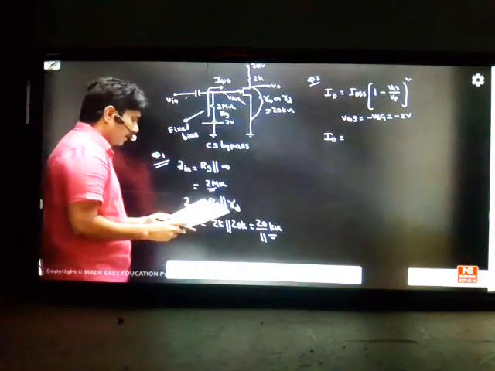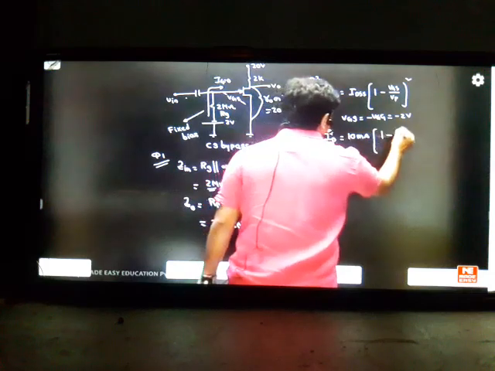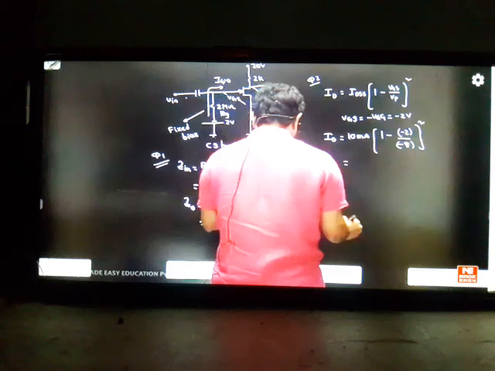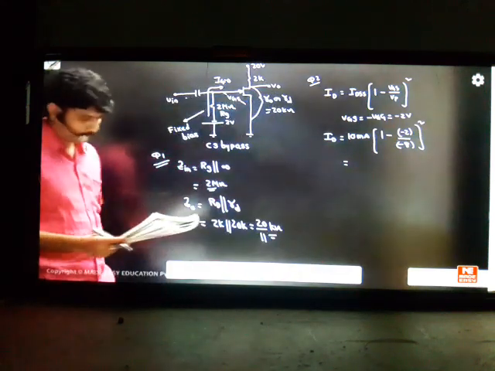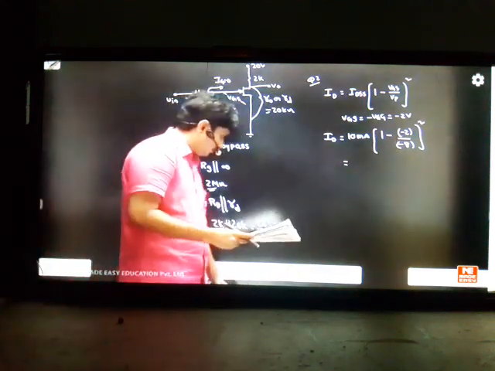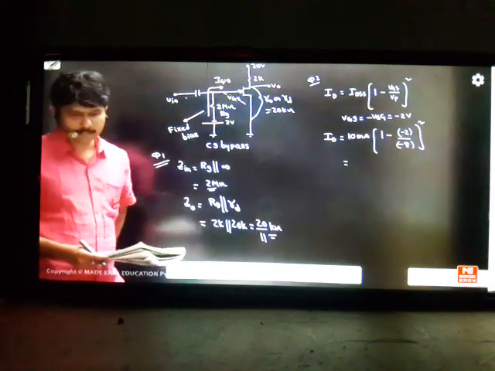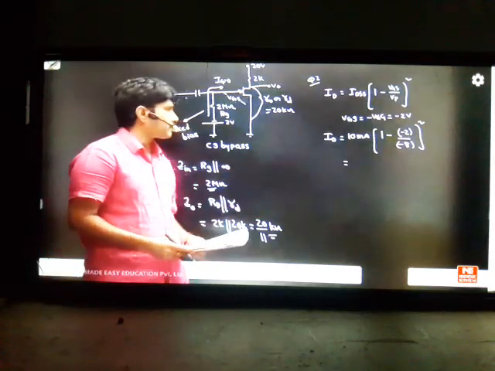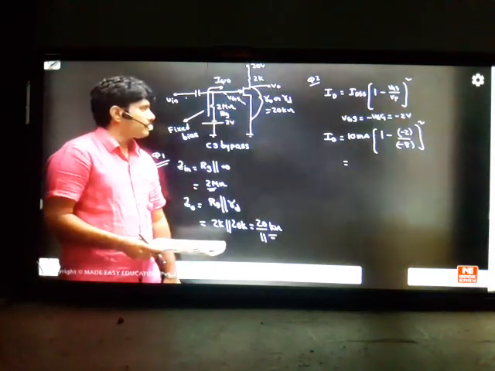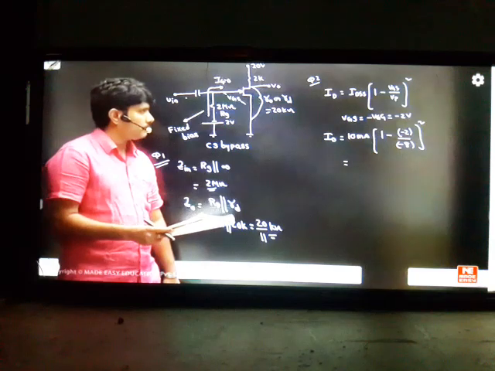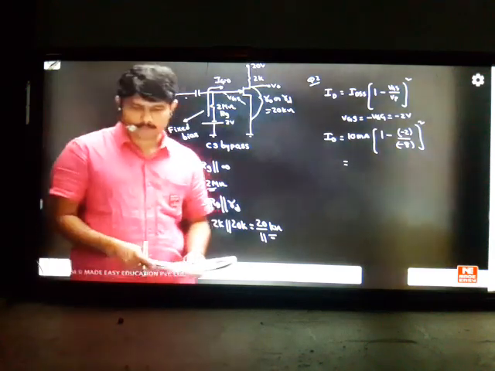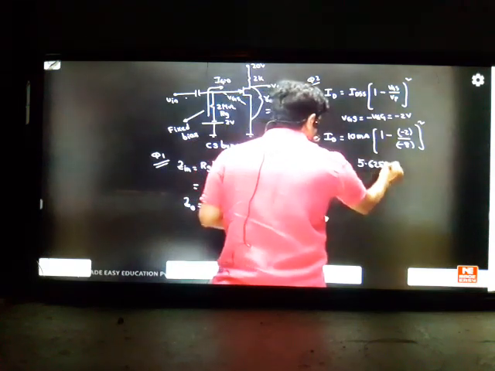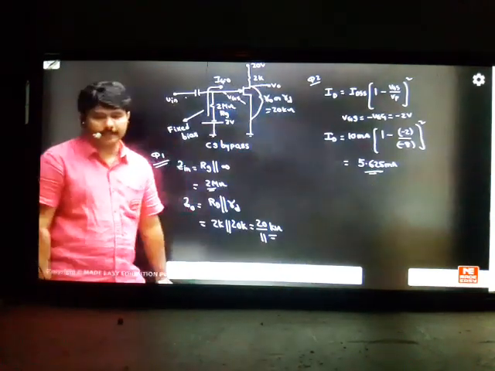Your ID can be solved as 10 milliamps, your IDSS, into (1 minus 2 divided by pinch-off voltage minus 8) whole square. So answer is coming to be around, how much? Please solve this answer one time. 1 by 4 whole square. So it is coming to be around 5.625. Swati, you are telling the correct answer. 5.625 milliamps. Your ID will come this much.